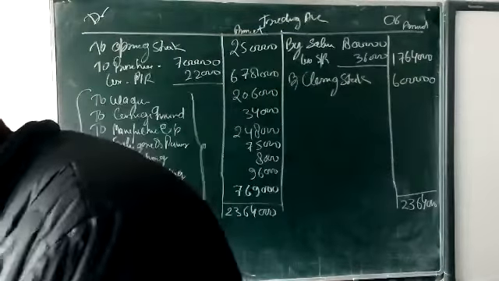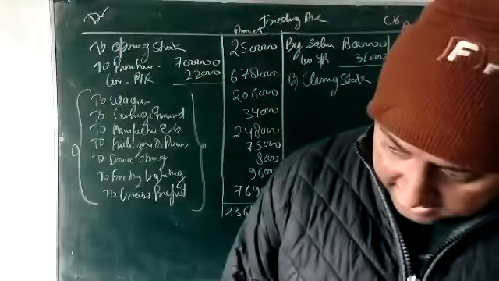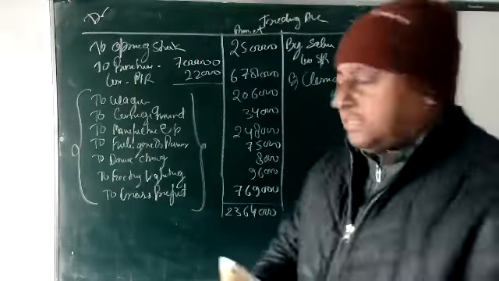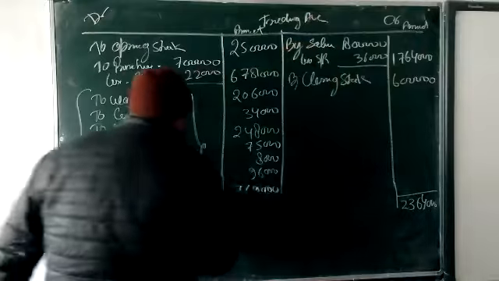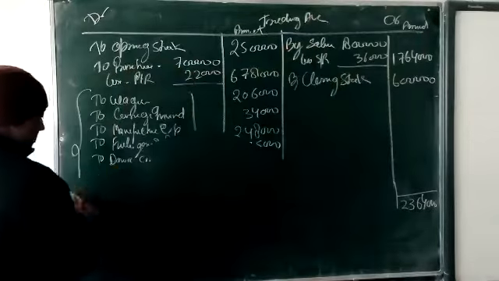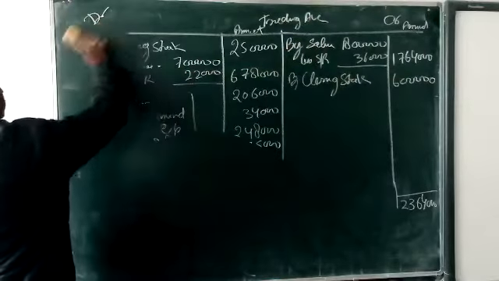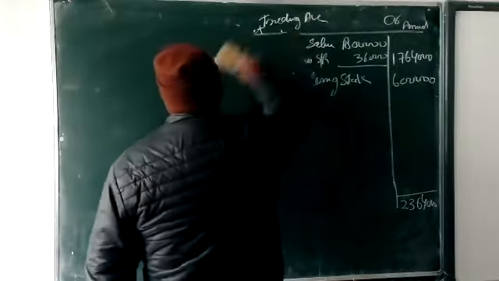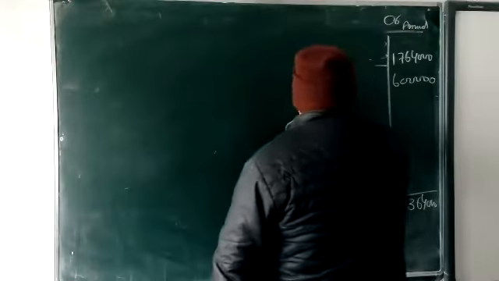Okay, beta. So the second question is done by you all. I am going directly to question number 3. I think it's clear. Then go for question 3. Read the question. Question number 3. Calculate cost of goods sold from the following.